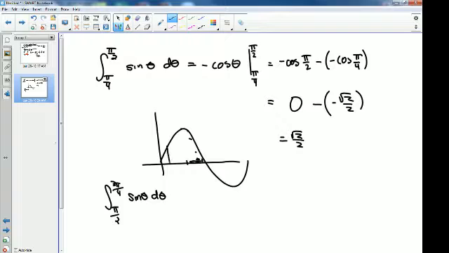Pi over 4, pi over 2. We calculated this area. Now you're calculating this area. That's this. You gotta keep an eye on this. Remember I told you that? No calculator. Why? What?